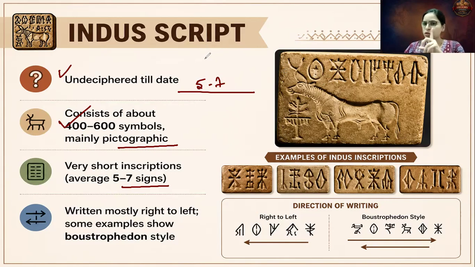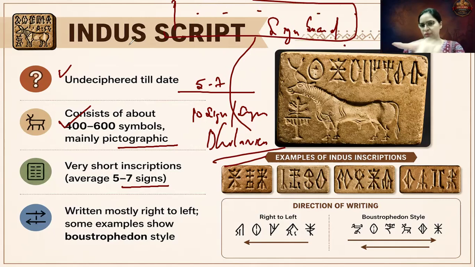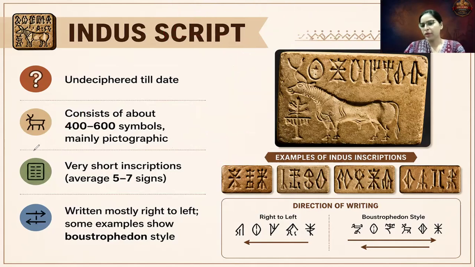Only one inscription containing 10 signs or symbols was discovered from Dholavira, which we have discussed. It is called the Dholavira signboard. The Dholavira signboard is very famous because it is a big signboard containing 10 symbols of the Harappan script. Whatever studies have been done reveal that the Harappan script used the Boustrophedon pattern, the Boustrophedon style.